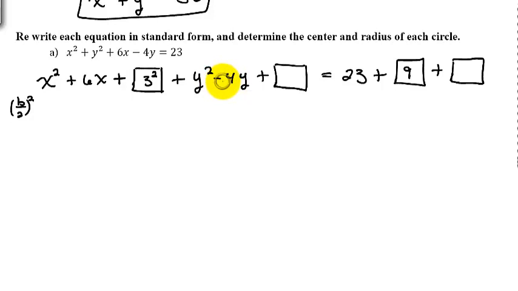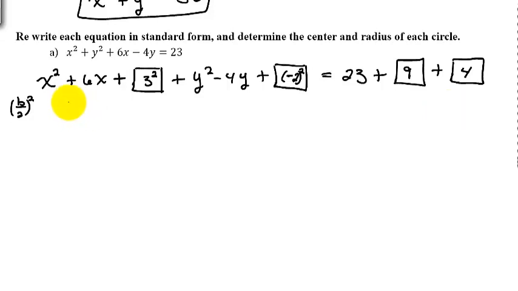b for the y's is negative 4, and negative 4 divided by 2 is negative 2, and then we want to square it. Okay? And so negative 2 times negative 2 is positive 4, so I'm going to put a positive 4 in the box on the right.